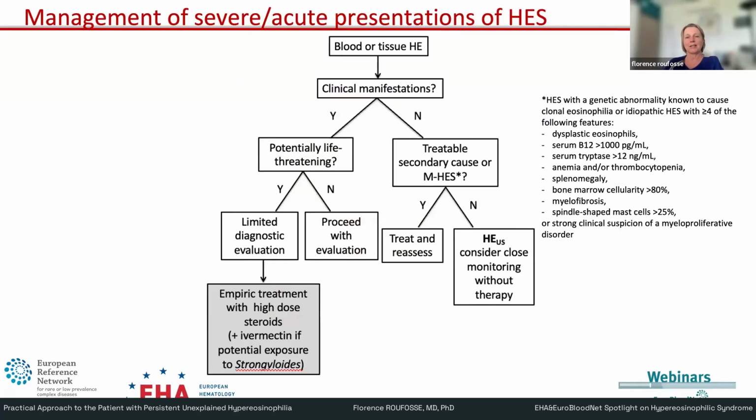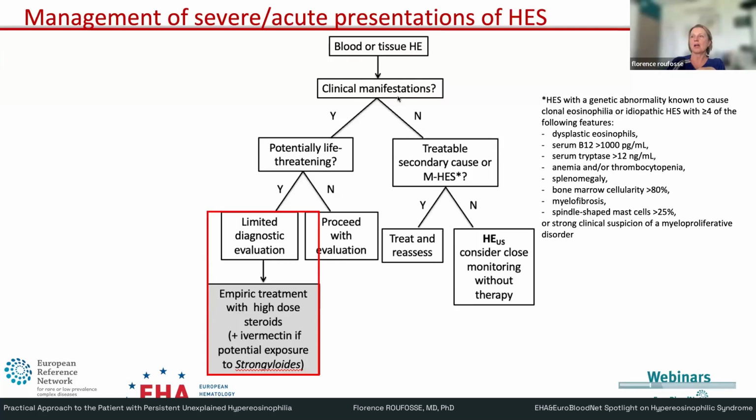And obviously, this is life-threatening. You're not going to take weeks and weeks to go through the causes and consequences. The diagnostic evaluation is going to be extremely limited. You're going to give empiric treatment with high-dose steroids. And eventually, if the patient may have traveled to a country where he may have been exposed to strongyloides infection, given the fact that you're going to be immunosuppressing with the high-dose corticosteroids, you're also going to be preventing hyperinfestation syndrome by giving ivermectin, sorry.